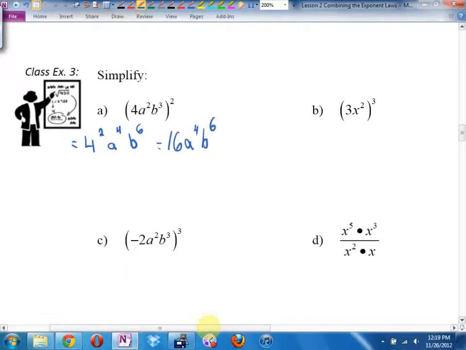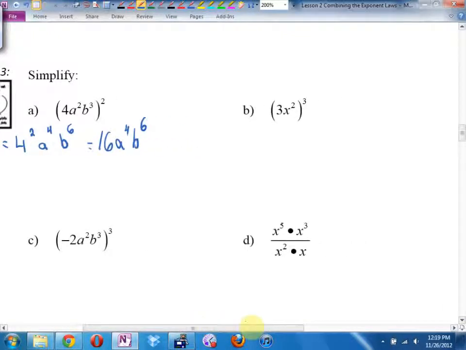B. Is there a power to a power? Do it first. What's the exponent on the 3, by the way? It's invisible. What's the exponent on that 3 right there? 1. So it's going to be 3 to the 3rd, x to the 6th, although I can write 3 to the 3rd as 27 x to the 6th.